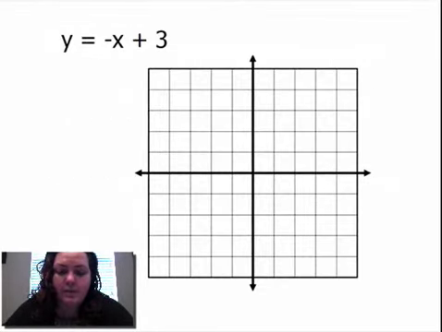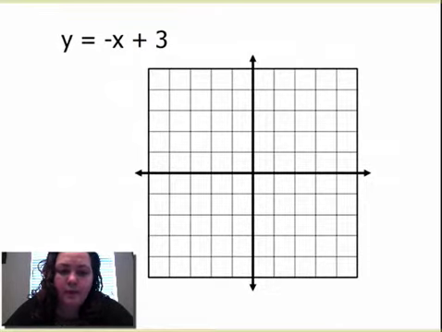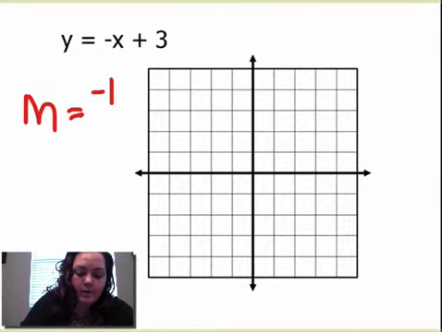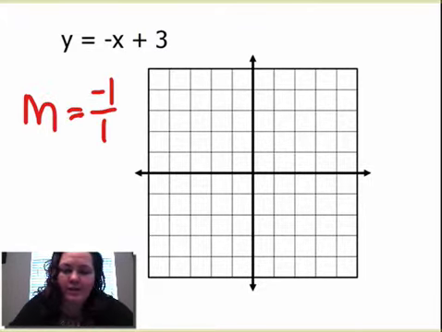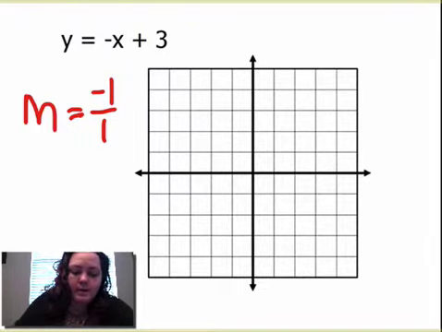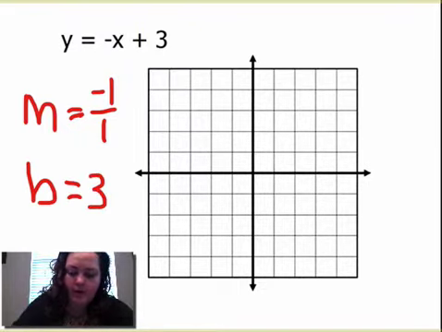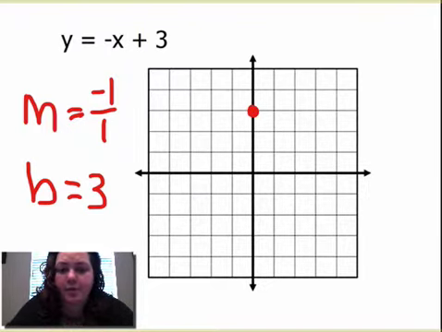Alright, let's take a look at this first one. I have y equals negative x plus 3. So my slope is negative 1. So negative 1, and I'm going to make it a fraction over 1, so I have that rise over run piece. And then my y-intercept is 3. So it's crossing the y-axis at 3. So I'm going to put a dot there at 3.